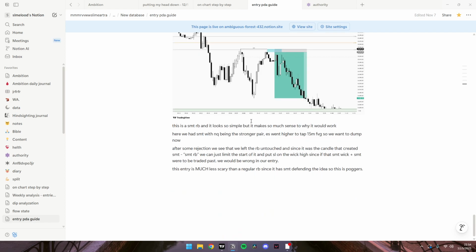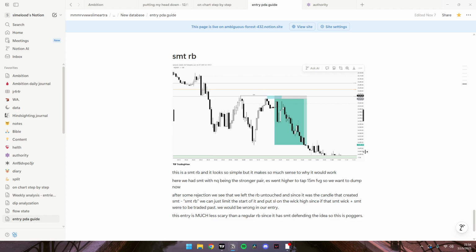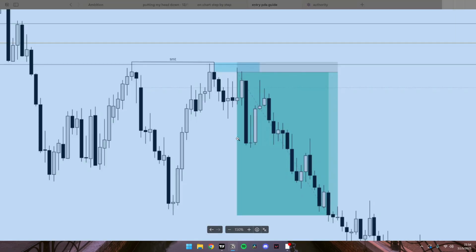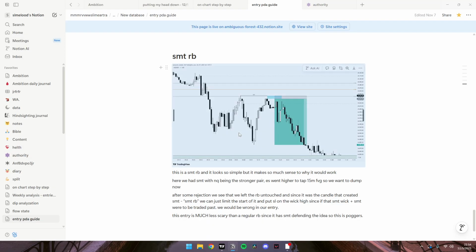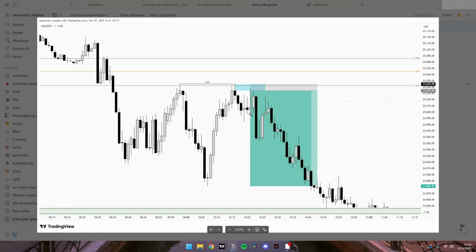And then SMT RB, very, very good. It's like another version of a mature RB. A mature RB is just an RB after it already reacted off of something. A mature RB is very good, but SMT RB is another variation of a high probability RB to take. So here it's just SMT RB, pretty simple. We go on an entry time frame, we see this SMT made, we get a juicy rejection right here, and then you just limit the RB because there's SMT there.